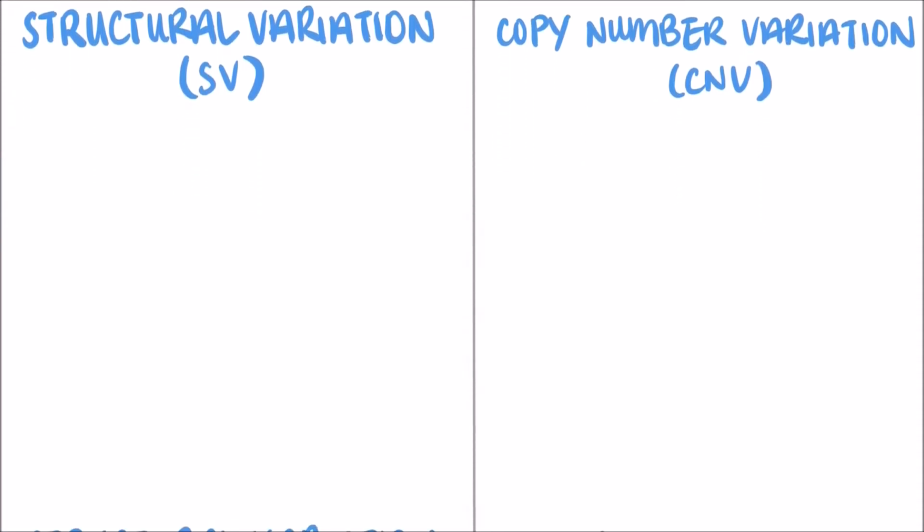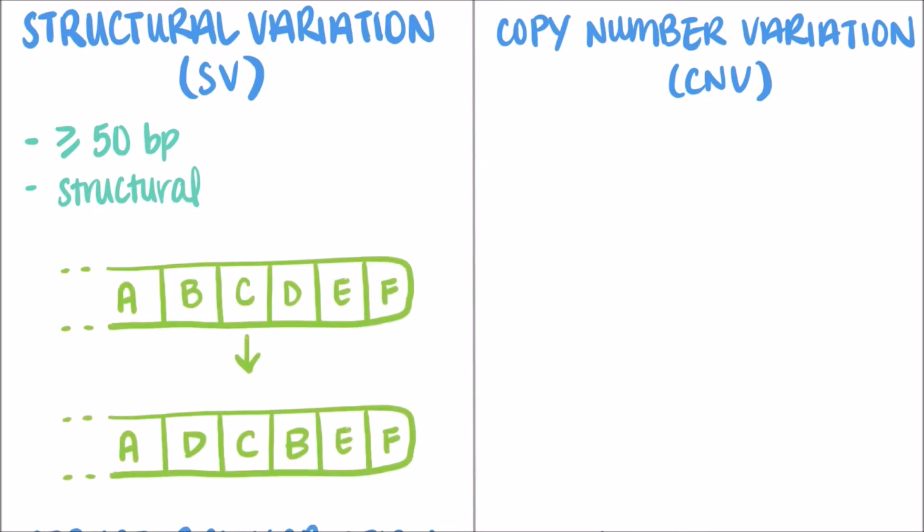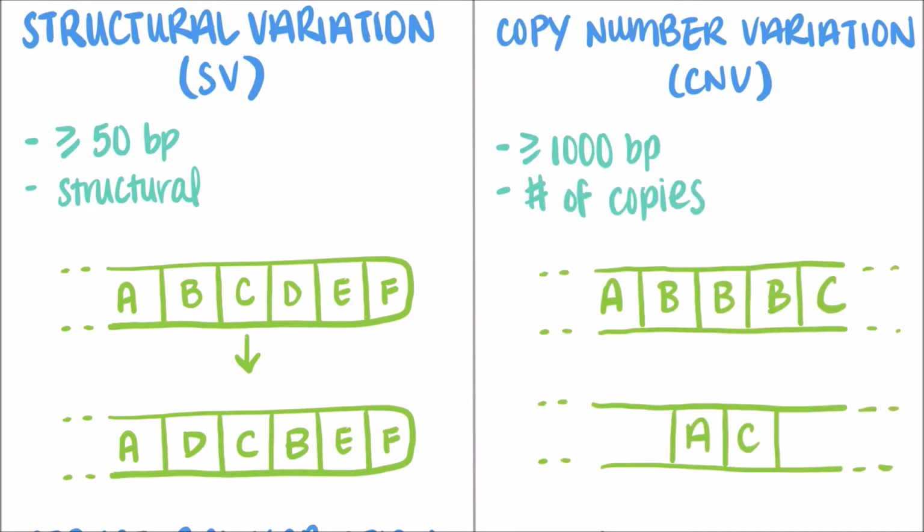First off, structural variations, or SVs, versus copy number variations, or CNVs. Structural variations are genetic changes 50 base pairs or larger that are related to structure. So, inversions, duplications, anything that changes the structure of a chromosome would be considered a structural variant. Copy number variations, on the other hand, are regions of DNA 1,000 base pairs or larger which differ in the number of copies present in each person. Person A might have 3 copies of the same region, while person B might have 0 copies. Copy number variations can and usually are also structural variations.